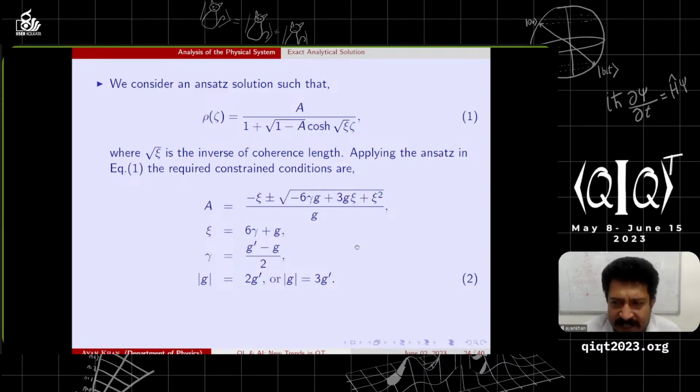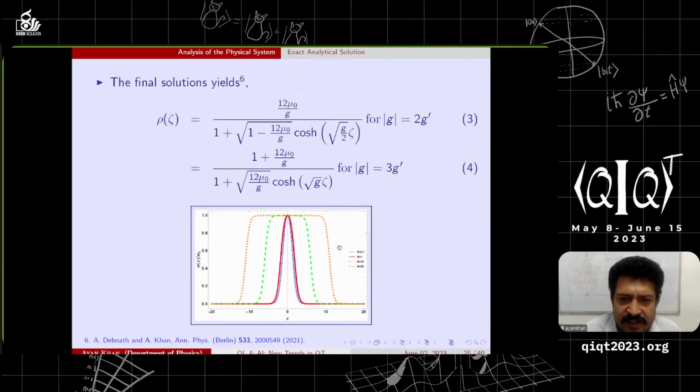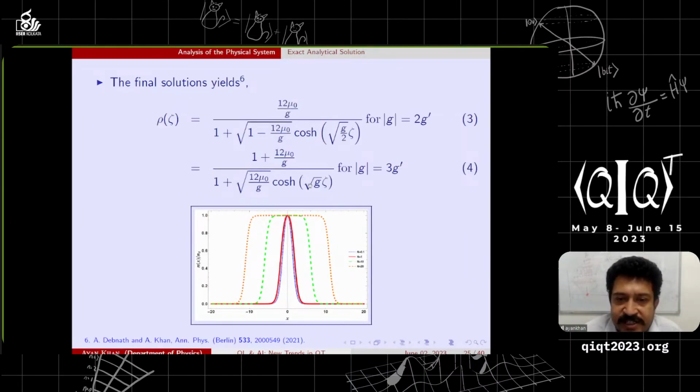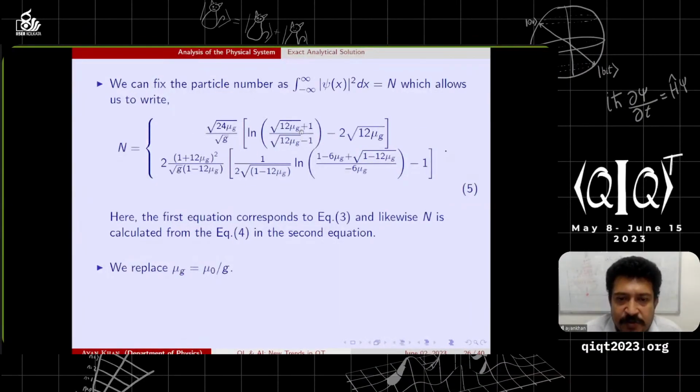Then we made some study of the stability, and after studying stability, we realized that the solution corresponding to this condition is not stable, while the solution corresponding to this one is stable. So this is a stable solution. This is an unstable solution. And corresponding to these, we can calculate the particle numbers and all these things. Okay. So this is what we learned for an actual cubic quartic analysis.